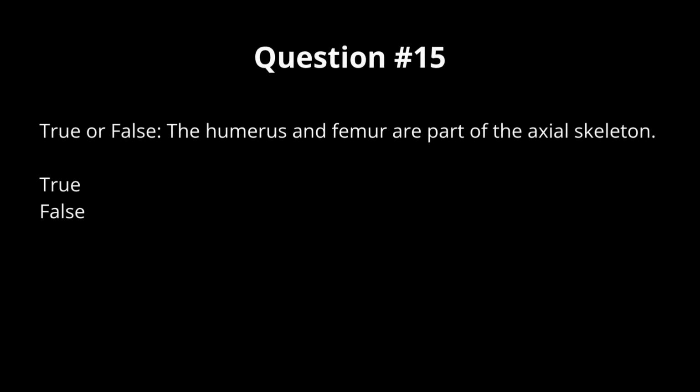Question number 15. True or false? The humerus and femur are part of the axial skeleton. The correct answer is false. The humerus and femur are long bones of the appendicular skeleton, which facilitates movement and locomotion.